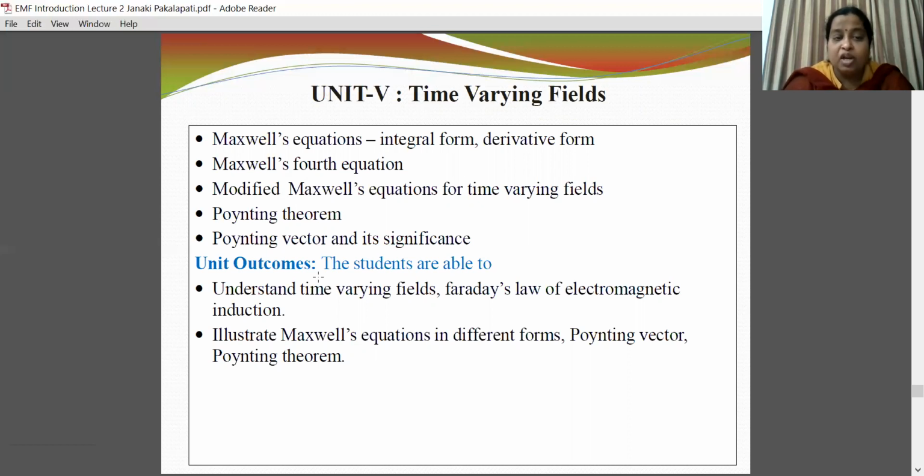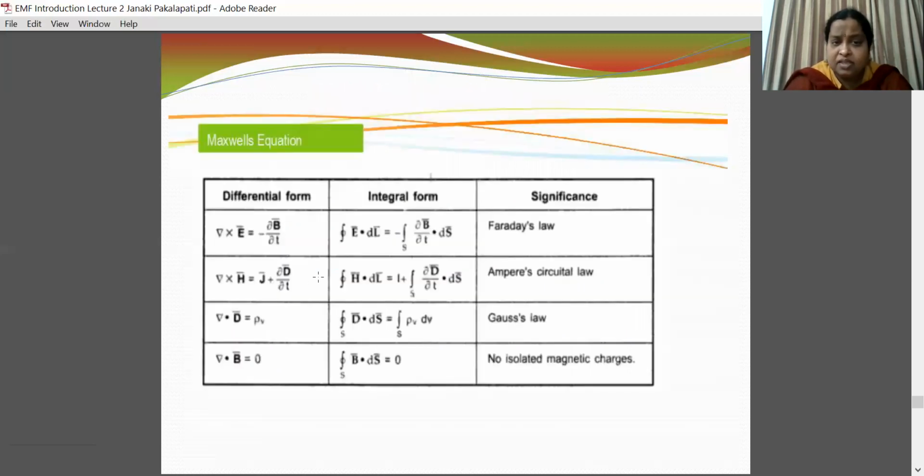So here the outcomes are to understand time varying fields, Faraday's laws of electromagnetic induction, and to illustrate Maxwell's equations in different forms, the Poynting vector and Poynting theorem. This is just a simple table of different Maxwell's equations in their differential form as well as integral form and their significance.